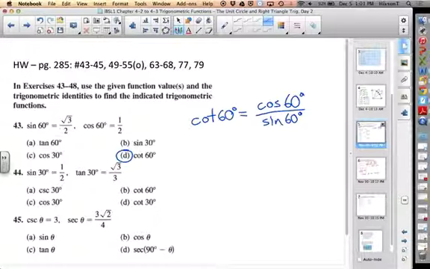We learned that tangent equals sine over cosine, so cotangent would equal cosine over sine. So our cosine was 1 over 2. Our sine is root 3 over 2. If we reduce that, that equals 1 over radical 3, which is root 3 over 3.